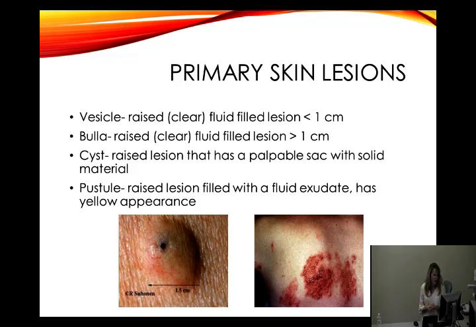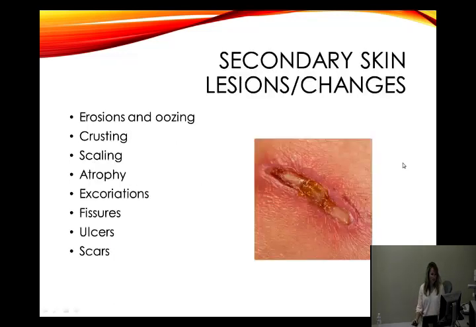And then a pustule is a raised lesion filled with a fluid exudate. It usually has a yellow appearance. A lot of people remember that for pustules, kind of filled with pus. It's not a clear liquid that's in there.